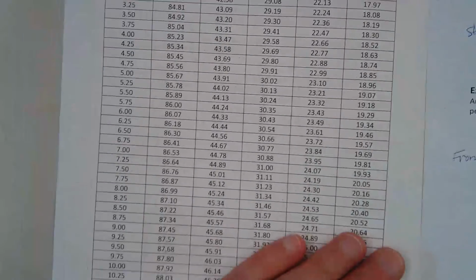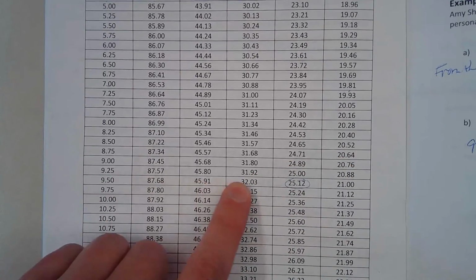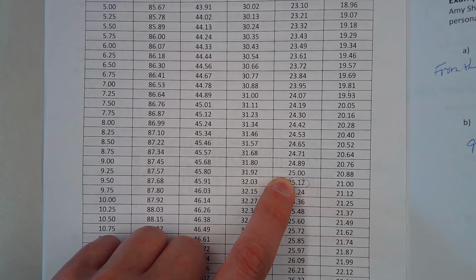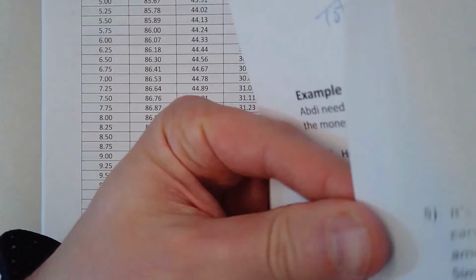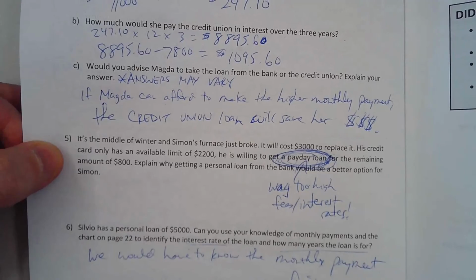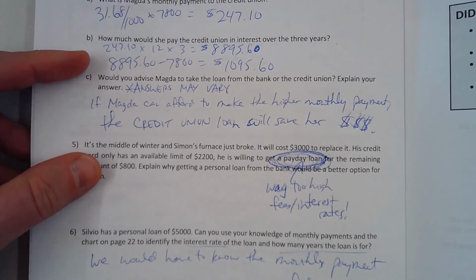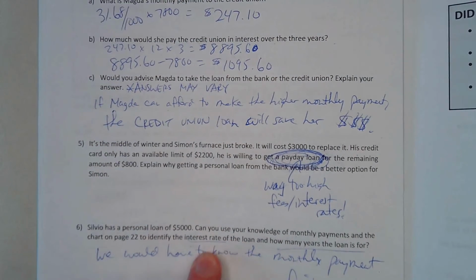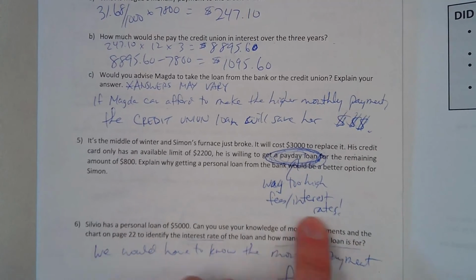If I go to the chart, 9.25, 25, yeah. Well, it says, can you use your knowledge of monthly payments in the chart? Yeah, you can use your knowledge, but you'd have to have the monthly payment. So I think there's a mistake here.